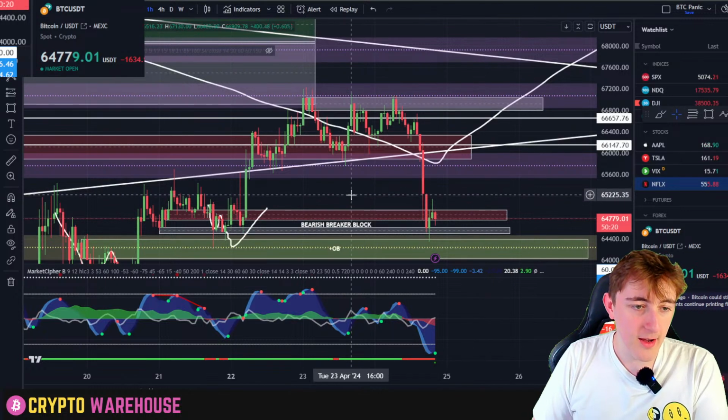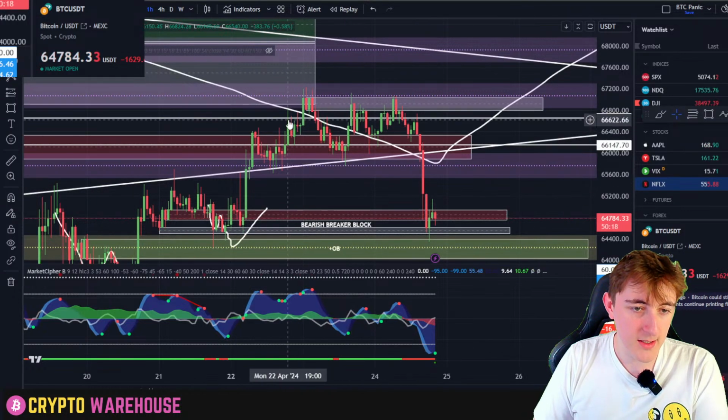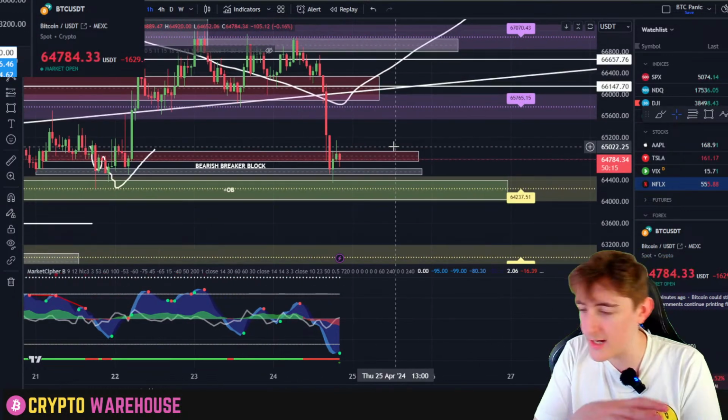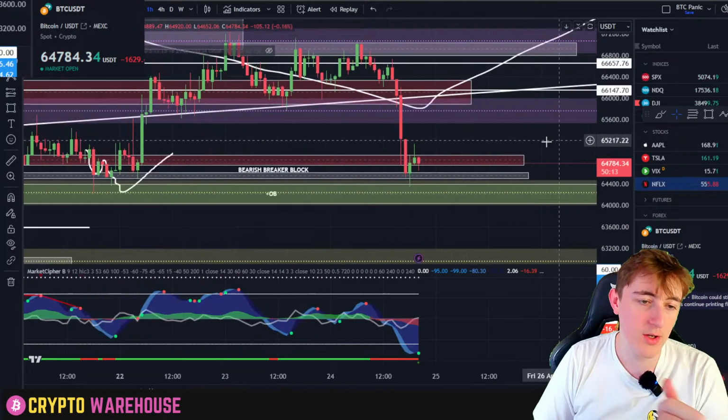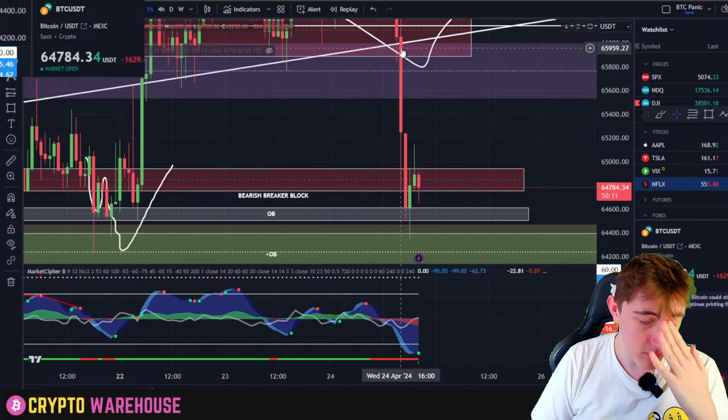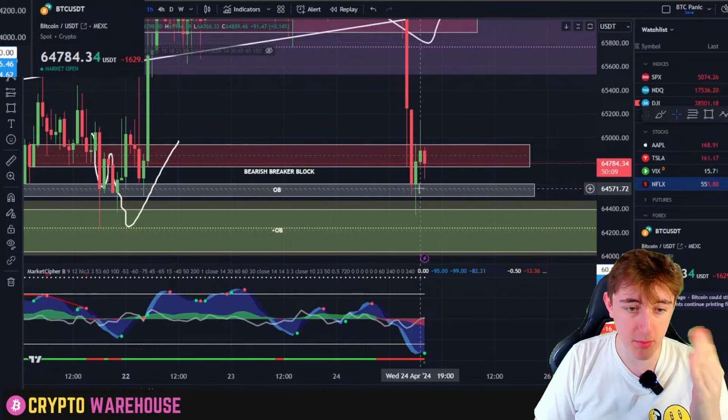But I will draw it anyway. It doesn't seem like we did anything else, maybe over here as support, but it doesn't matter. I kind of care about what's going on right now. So what's going on right now? Well, we slipped below pretty much everything. We used this order block as support.